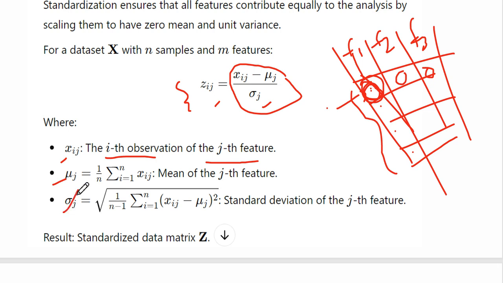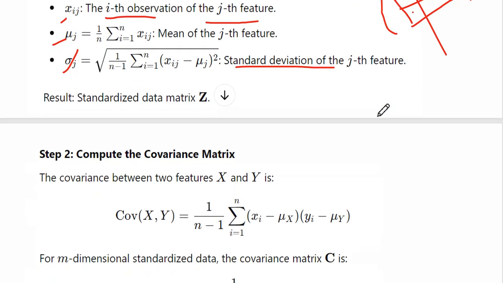Mu j is the mean of the particular feature. For standard deviation, we apply the formula: square root of 1 by n minus 1, sum over i equal to 1 to n, of (Xij minus mu j) whole square. By applying this formula we standardize each and every cell value, and we maintain that result as a matrix Z.